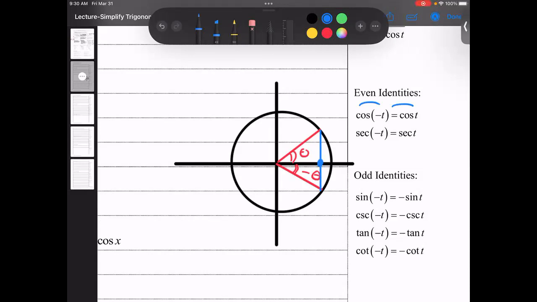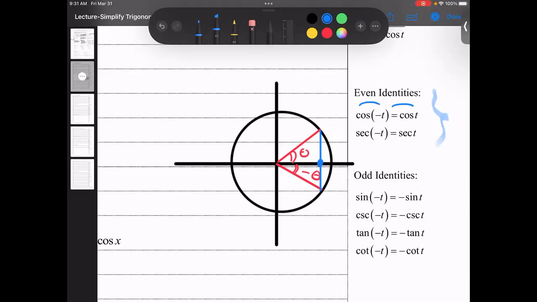You can try cosine of, say, 30 degrees. Cosine of 30 degrees is √3/2, and cosine of negative 30 degrees is still √3/2. So they're the same. Secant is just the reciprocal of cosine, so it's automatically even. So there are only two even identities. Does that make sense? Easy to remember: it's just cosine, and secant is a flip of cosine, so it has to be even.